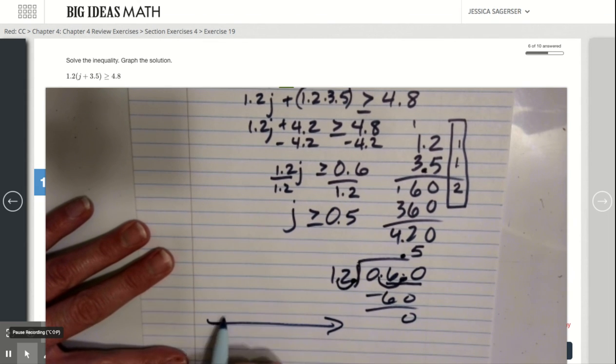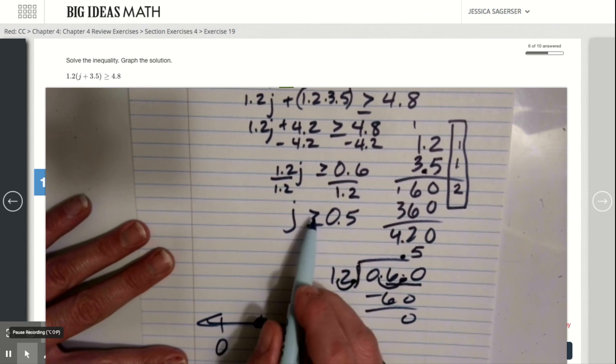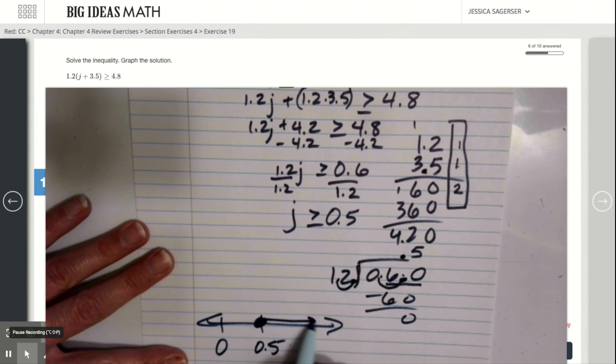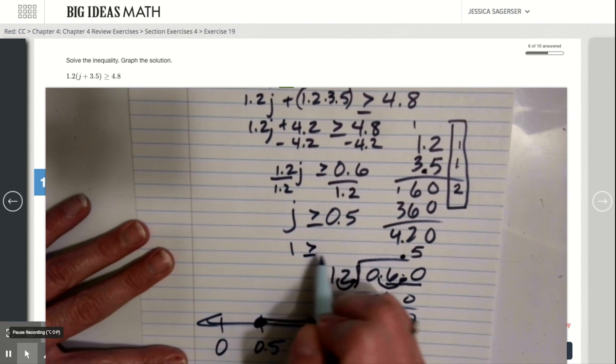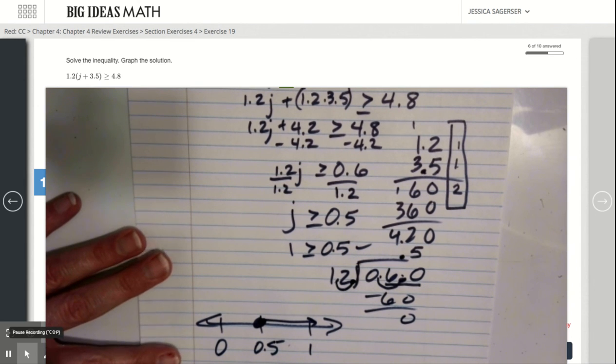So we're going to have a 0.5. Here we would have 1, and here we would have 0, right? We would have a closed circle, and we would say j is greater than, so it would be moving here. So we would say 1 is greater than or equal to 0.5. That's our quick check. It checks out, and we are done.